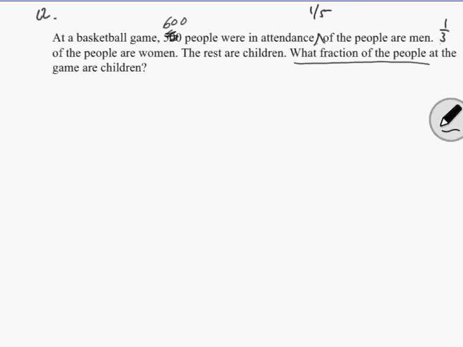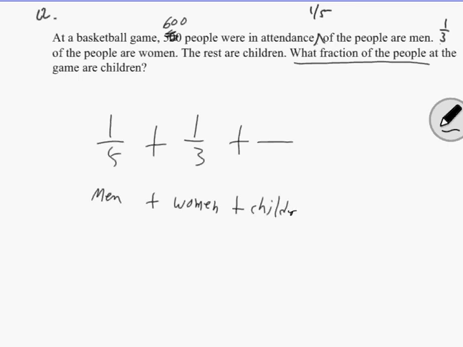That was a superfluous piece of information. What we really wanted to think about was that 1/5, which is the men, plus the women, which was 1/3, plus the children, which we don't know what fraction they are, equals all the people. All the people are 100%, right?